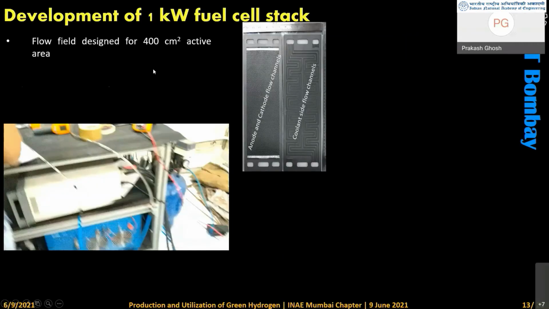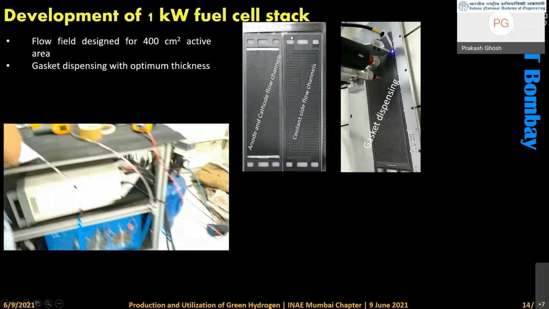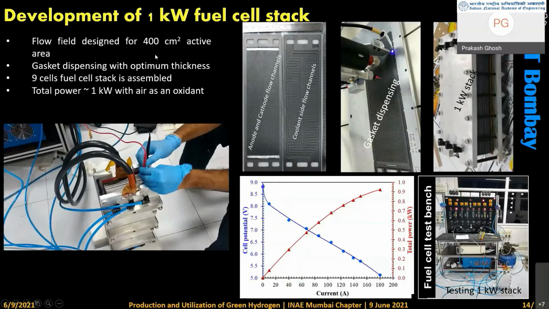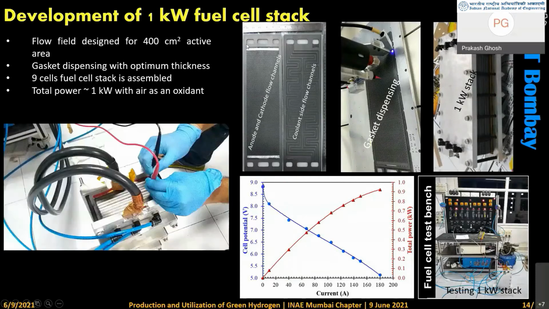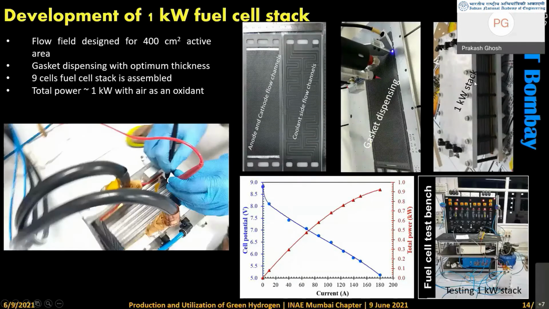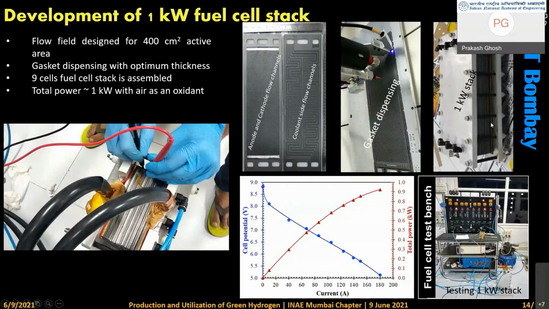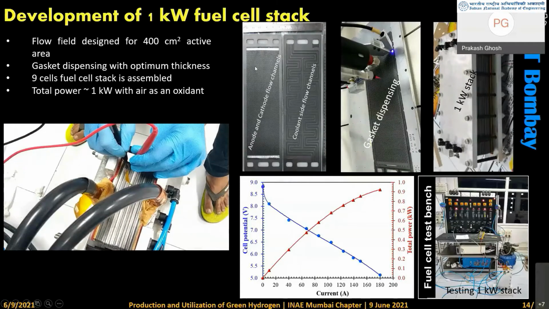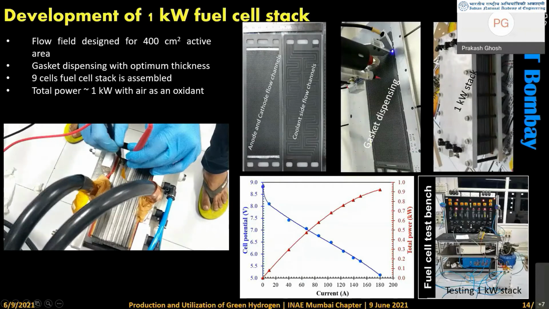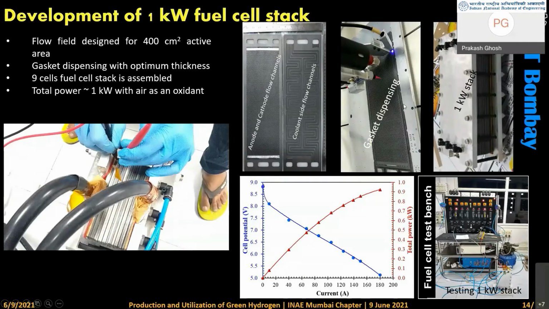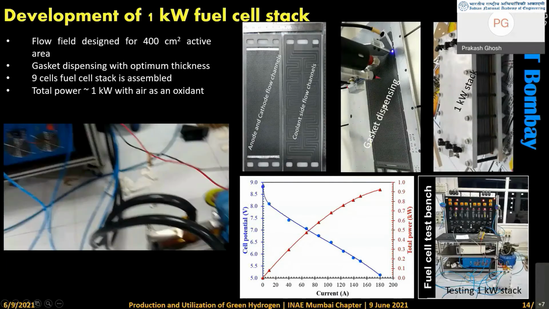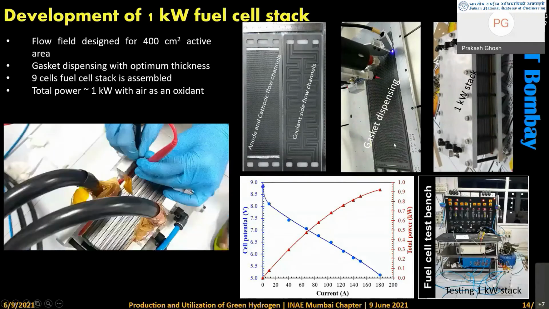Then after that, till this point we were in the graphite based system, where we tried to make a 400 square centimeter active area fuel cell. And this is around a 10 cell stack. You can see a 1 kilowatt stack. And we can also tell here that one of the major challenges which is always overlooked is the gasket. So we design our own gasket. You can see here that we are dispensing the gasket for our customized design.